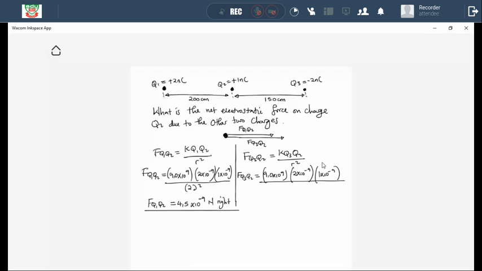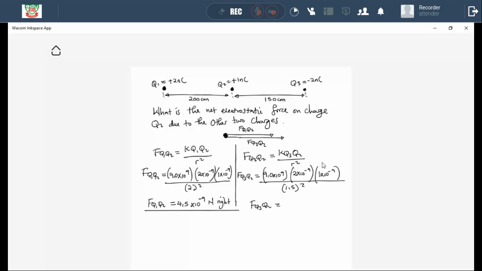150 centimeters. You divide by 100 because we've got 100 centimeters in 1 meter. So you get 1,5. And don't forget to square. So your FQ3, Q2 is equal to, and these are newtons also, and the direction is also right according to our free body diagram. Looks beautiful, right? So you need your calculator, friends. Let's get used to our calculator, Casio.